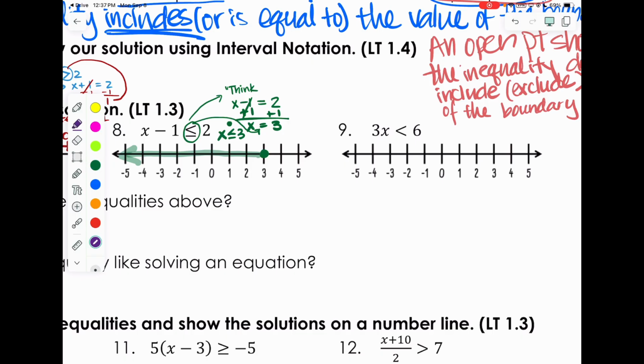So again, number 9, we have 3x is less than 6. Is the x isolated yet? No. So we need to isolate it. Sorry, I'm using a highlighter. I'll go back to a pen. Okay. Think: we're going to do 3x equals 6. So how do we solve that? Charlie. We divide?